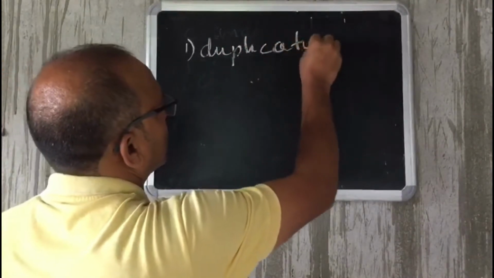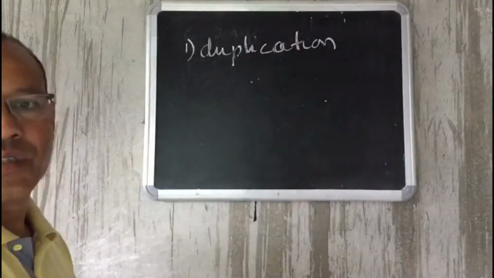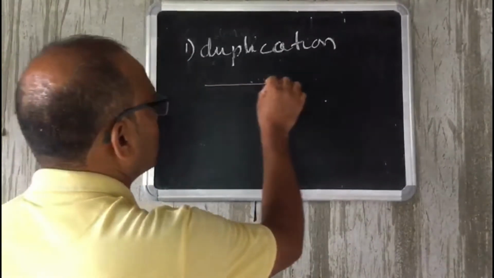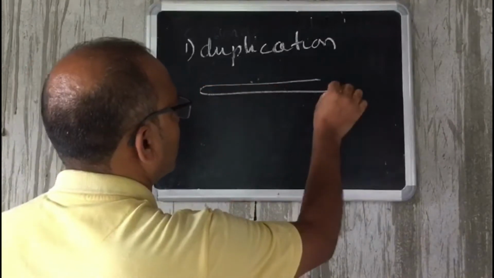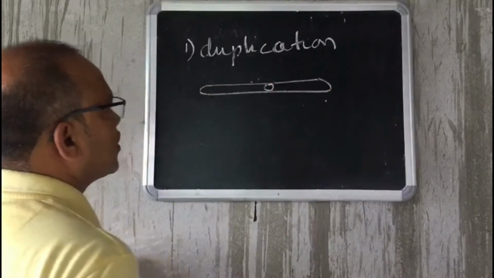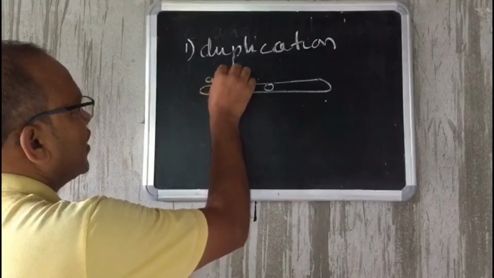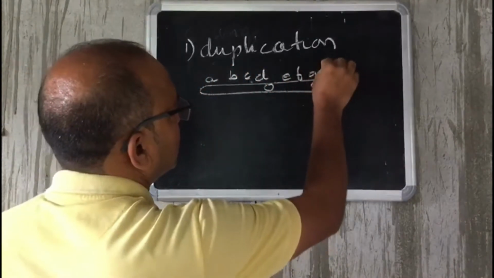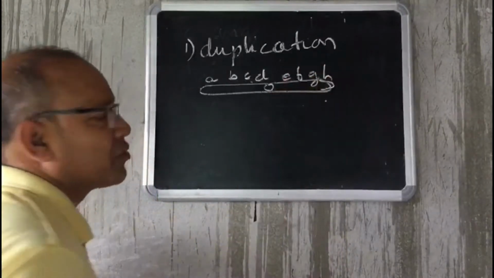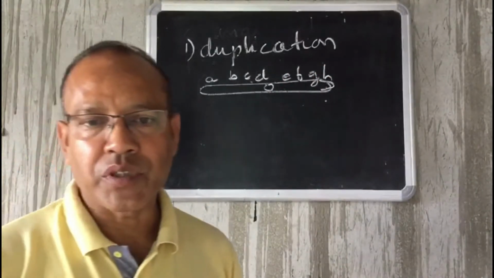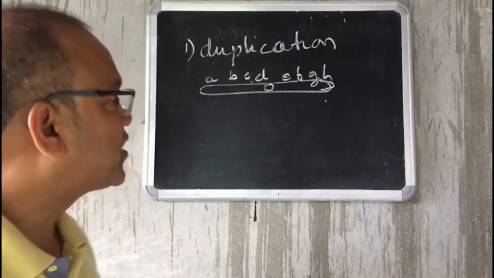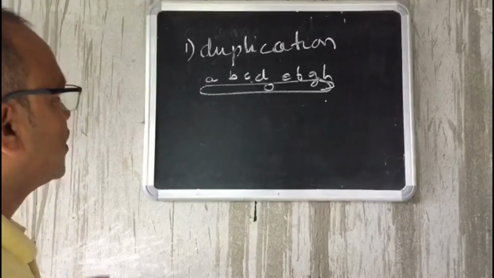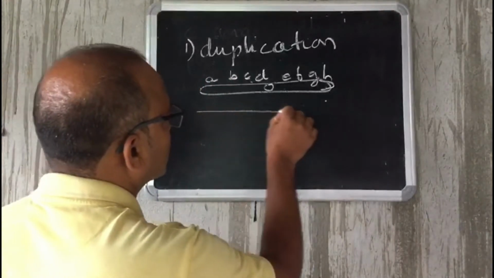duplication. Take for example, you have a chromosome with the centromere here. Let's say the genes are A, B, C, D, E, F, G, H. This is the normal sequence of the chromosome. After duplication, let's say the gene AB is duplicated. Then after duplication, the sequence looks like this.